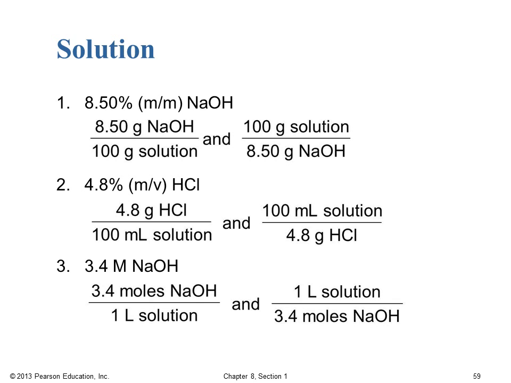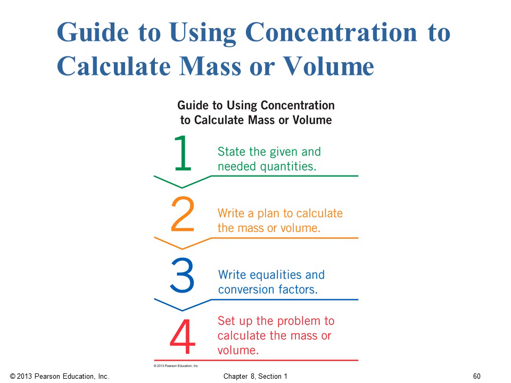So we just need to know how to write out these conversion factors in case we need to use them in solving some problems. And so that's what we're going to be doing here. If we are trying to use these concentrations to calculate mass or volume, we always want to first state what we have and what we need to get, write out a plan to figure out how we're going to get what we need, write out any of our conversion factors, and then set it up to solve.